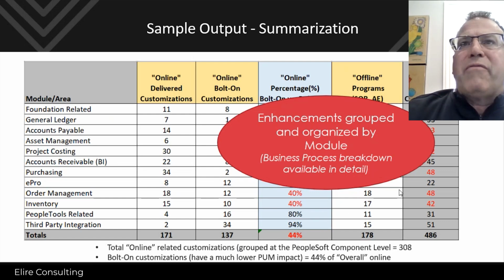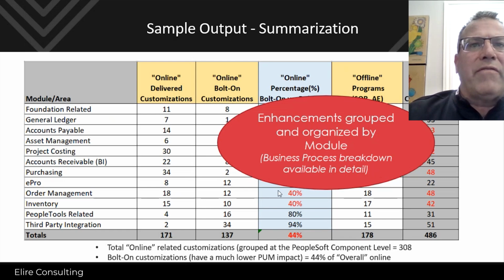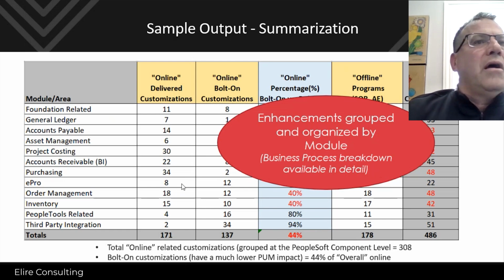We also then provide a listing of all the offline programs that were identified, and again, these could be application packages, grouped at the module level. We'll also typically work with your team to manually identify SQRs and offline objects as well, so that we have a full comprehensive list.